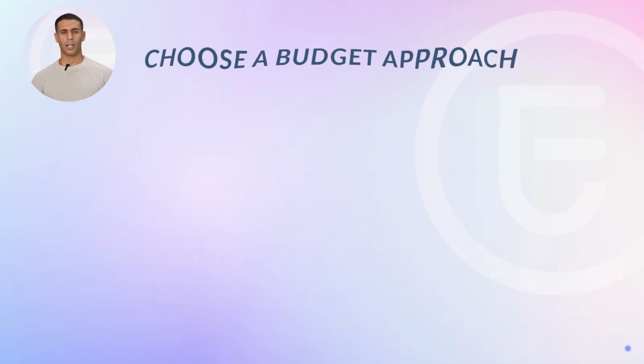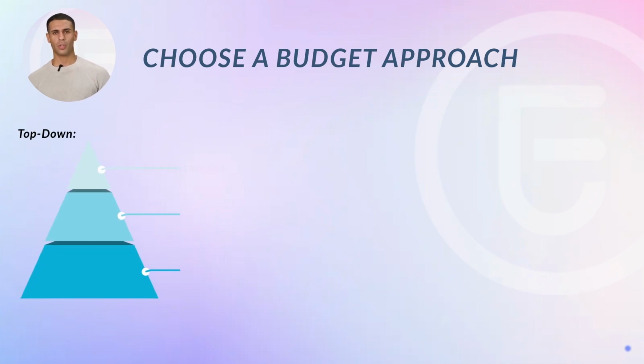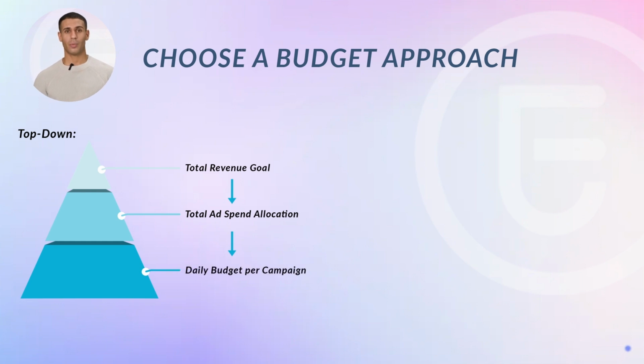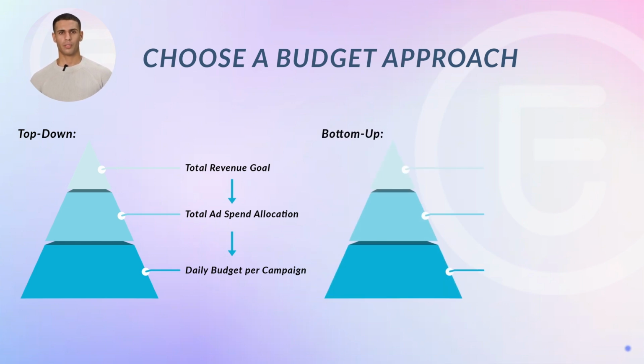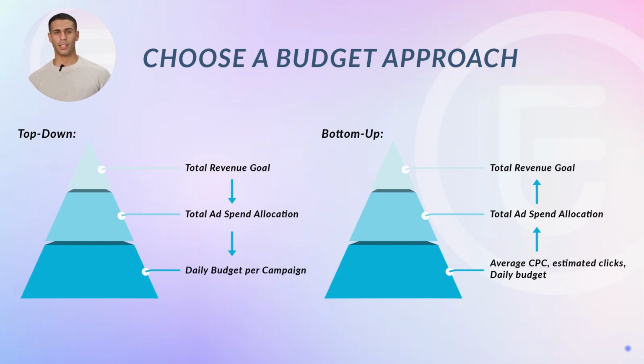Or you can set your budget with these two key approaches. The top-down approach starts with your total sales goal, then allocates your total ad spend, and breaks that into daily budgets per campaign. This is ideal for aligning ads with broader business KPIs. Alternatively, the bottom-up approach starts from average CPC, estimated click volume, and your daily budget to set your campaign goals. This helps you to better forecast your campaign results and better adjust.